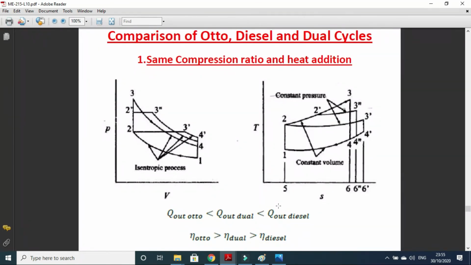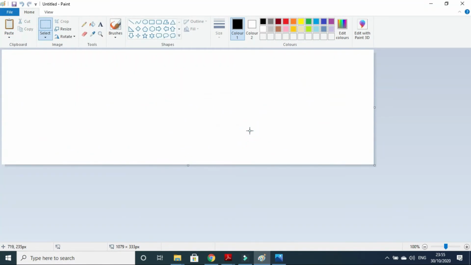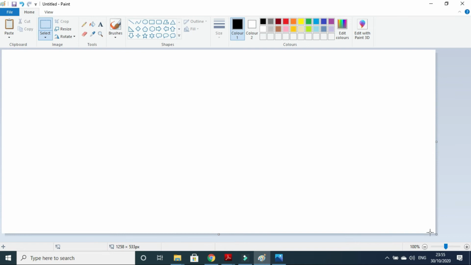Now let's do a quick comparison of Otto, diesel and Brayton cycles. First, do the comparison at the same compression ratio and heat addition. In order to understand this comparison, I would like to mention a few points. We know that the efficiency formula is 1 minus Q out upon Q in.